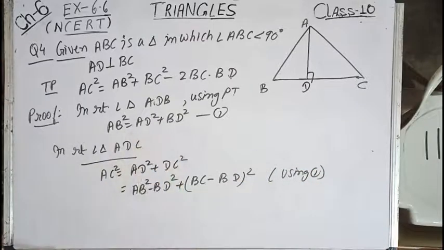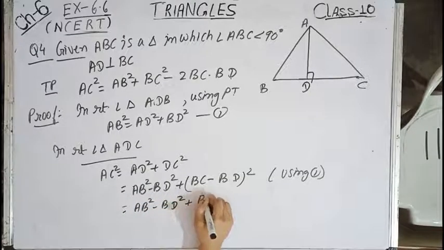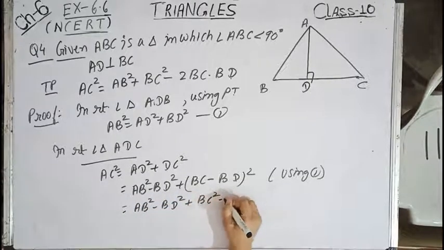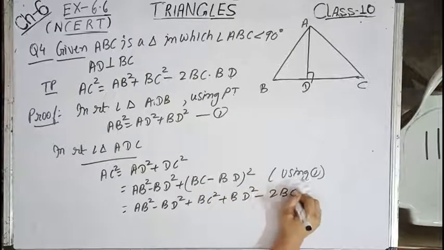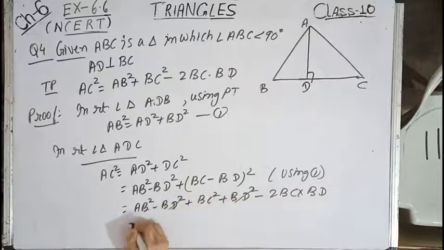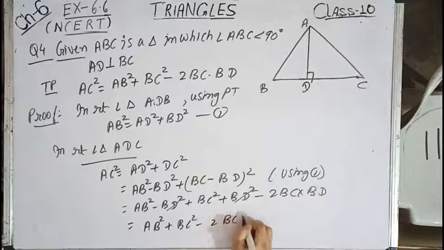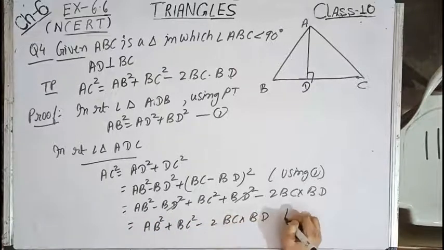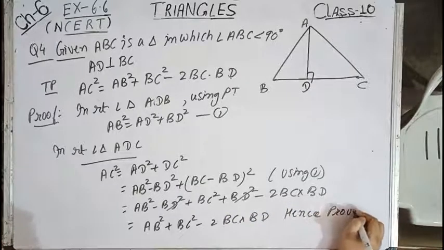This relation I have used from 1. So this will be equal to AB square minus BD square plus BC square plus BD square minus 2 BC into BD. So we have got the result. This will be equal to AB square plus BC square minus 2 BC into BD, and hence we are proved.